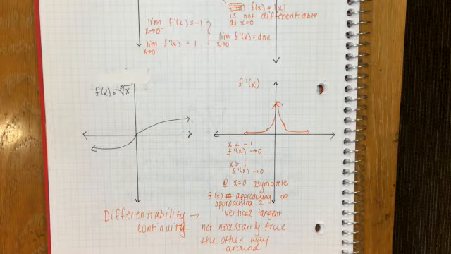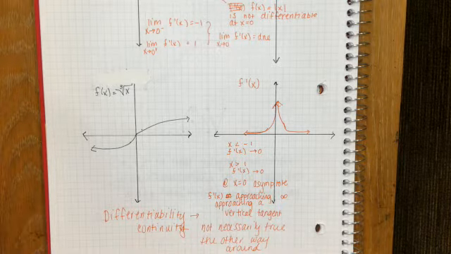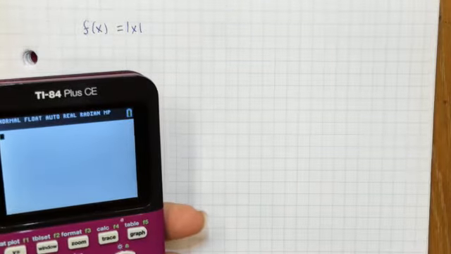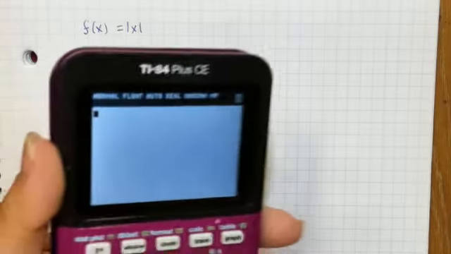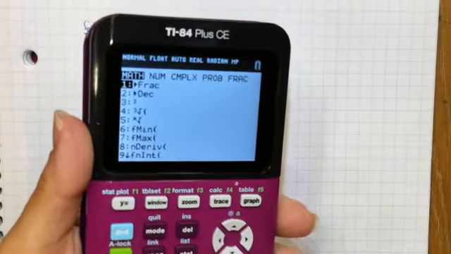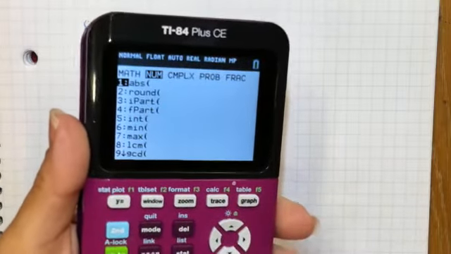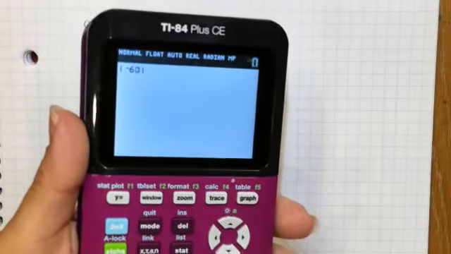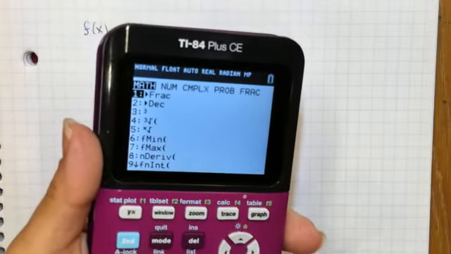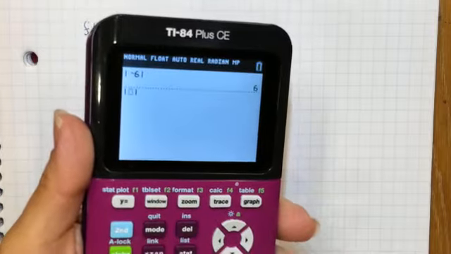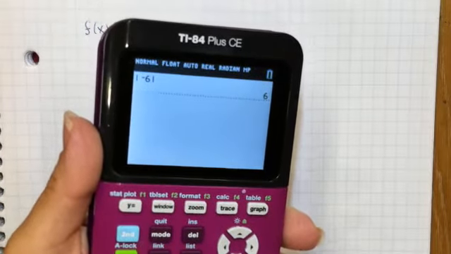Next part of this video is going to be with your calculator, so go ahead and have that ready. First thing we need to do is familiarize you with some functions on the calculator that you may not be aware of. Absolute value on your calculator is math, arrow over to NUM, and then number 1, absolute value, and it shows up. So whatever, -6. Okay, so we're going to need that when we graph.